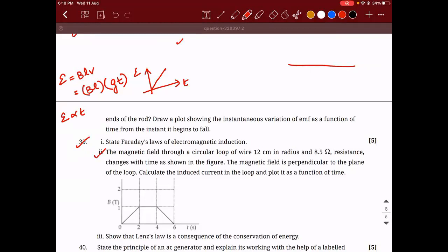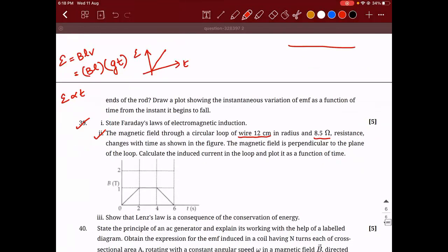Second, the magnetic field through a circular loop of wire 12 centimeter in radius and 8.5 ohm resistance changes with time as shown in the figure. The magnetic field is perpendicular to the plane of the loop. Calculate the induced current in the loop and plot it as a function of time. Here B is changing. Here B is constant. Here B is changing again. It is decreasing.